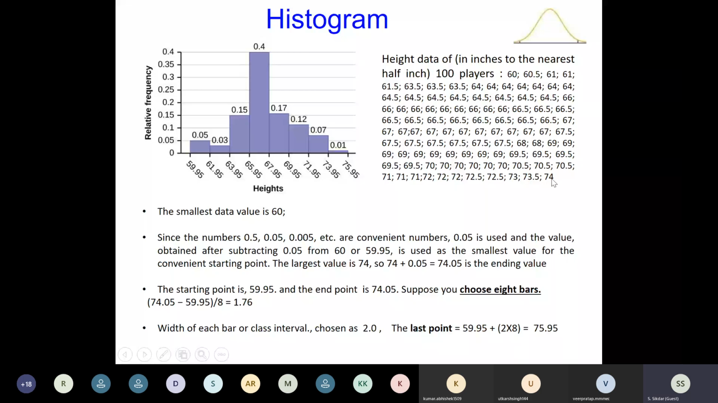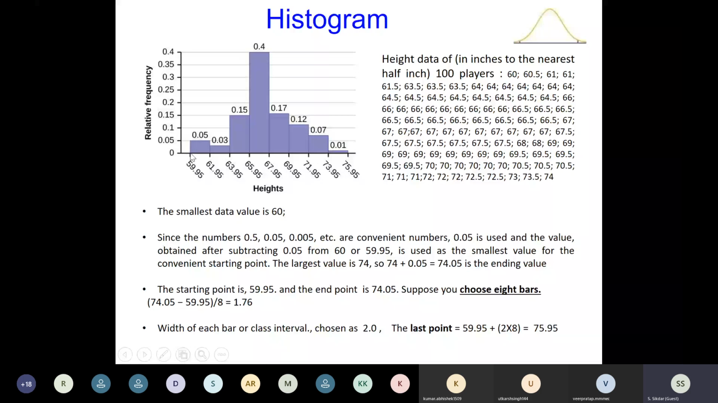Now, when we need to plot this, see the way it happens. Here, the smallest data is 60. If you analyze a little bit, you will see that some data has a fraction of 0.5, like 63.5, 64.5. So we have to accommodate these values. That means whatever we start with should be some fractional value, then it is better.